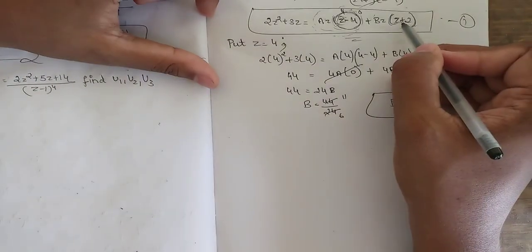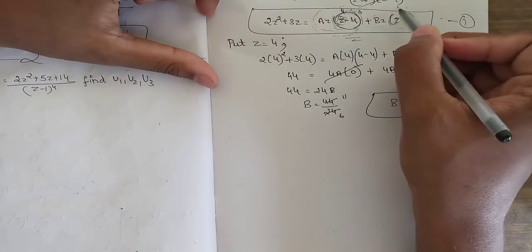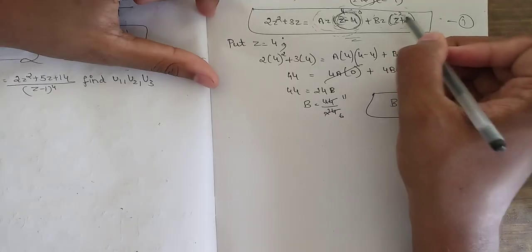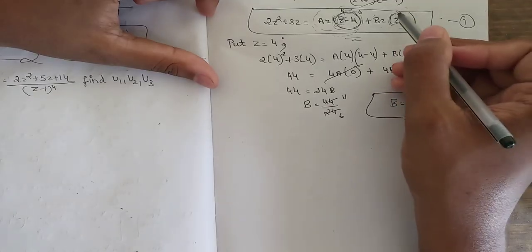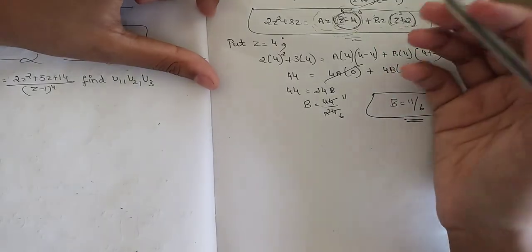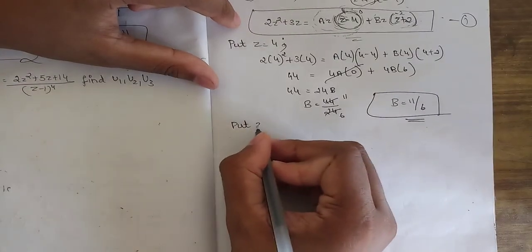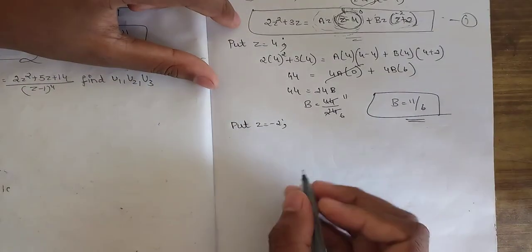Here we have z + 2. How to make this 0? Let's put the value of z as −2. If we put z as −2, we get −2 + 2, that is equal to 0. 0 into anything is equal to 0, so we can make this term 0. So in the second case, we need to put the value of z equal to −2.